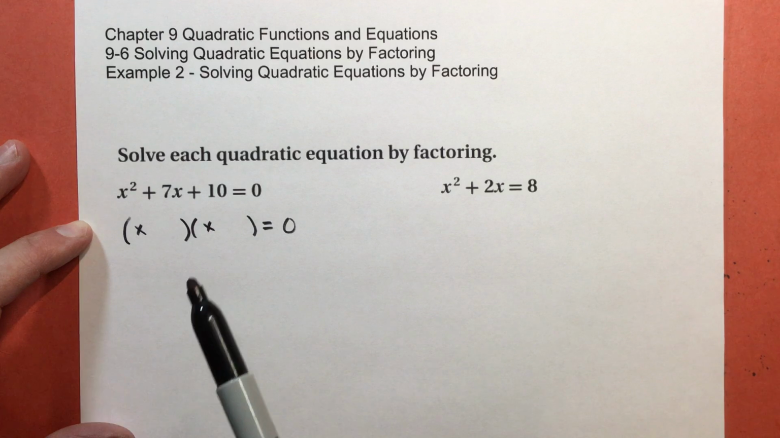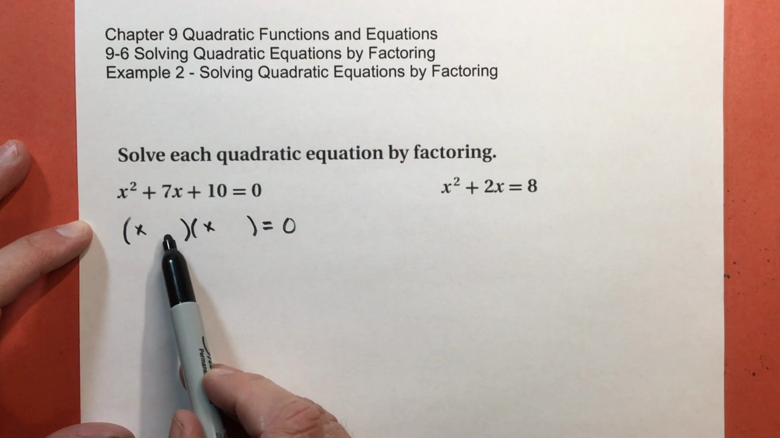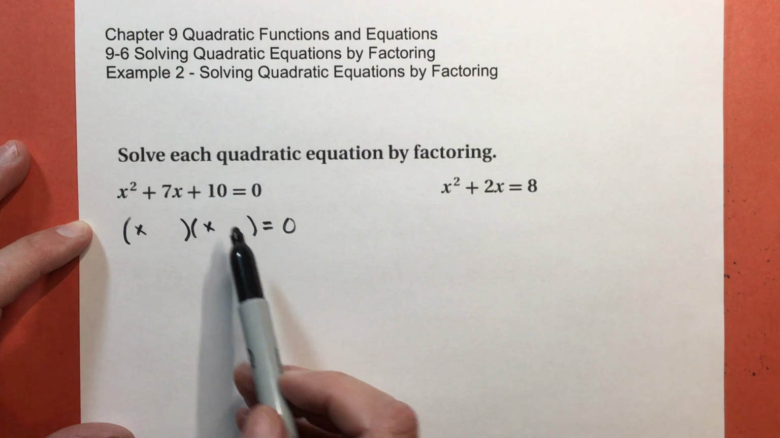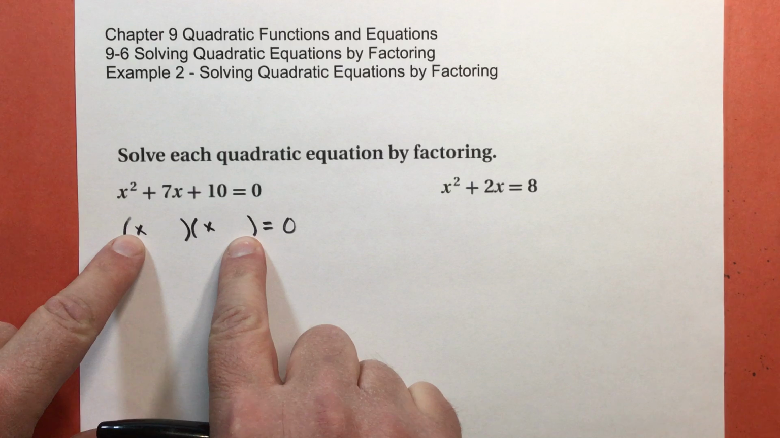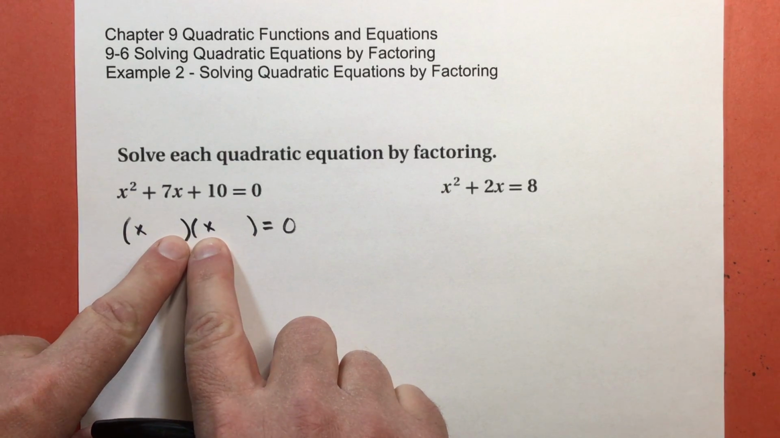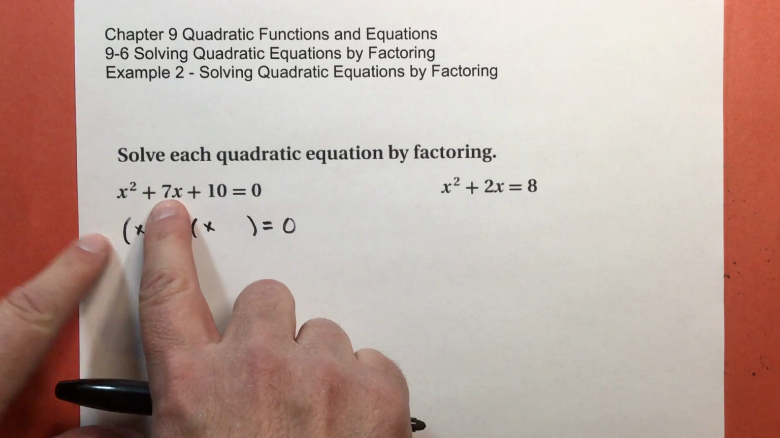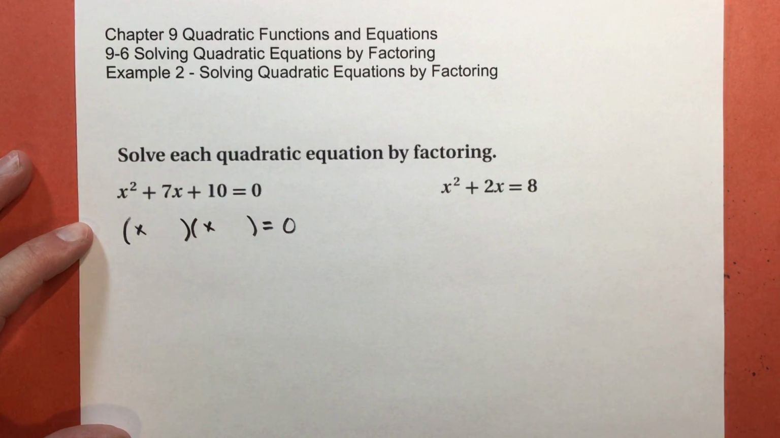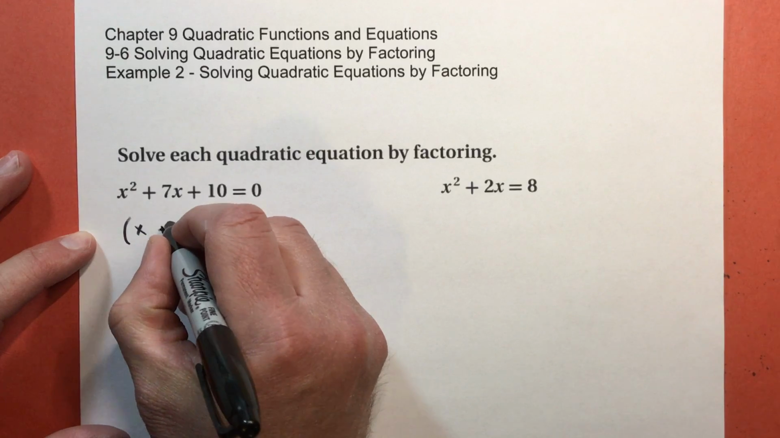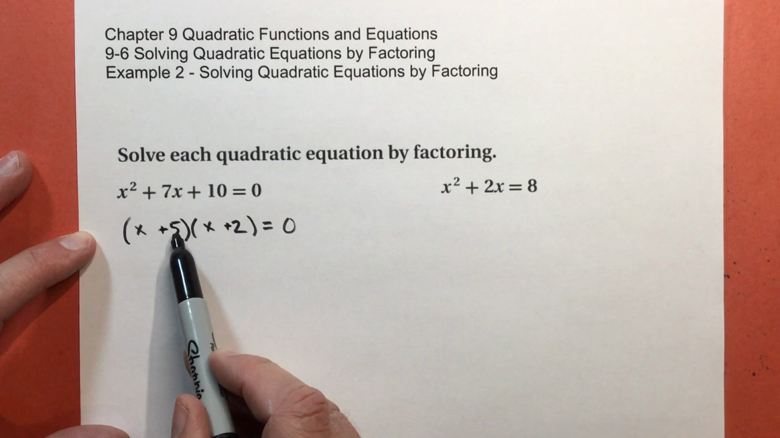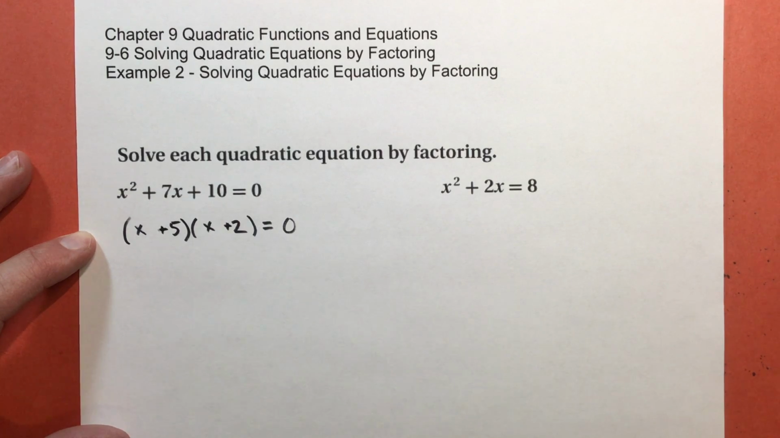I'm going to ask myself, what goes here and what goes here? When I multiply them, I get 10, but then when I add them, because that number times x is going to be something x, and that number times x is going to be plus something x, and those two terms are going to add up to 7x. So what two numbers multiply to give 10 and add to give 7? Well, you can go through the whole process, but it's going to be positive 5 and positive 2. So x plus 5 times x plus 2 equals 0.